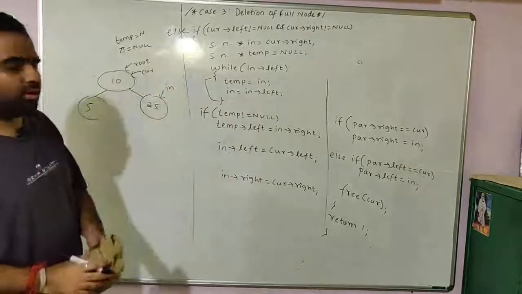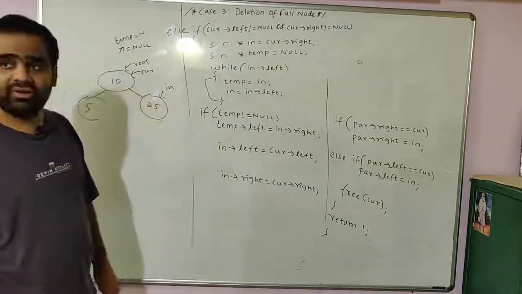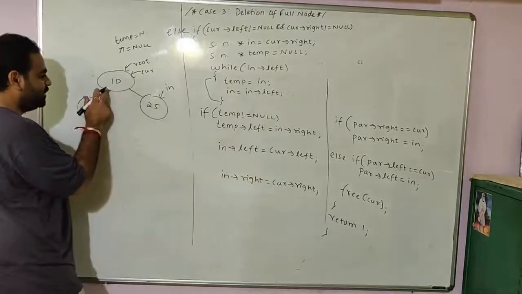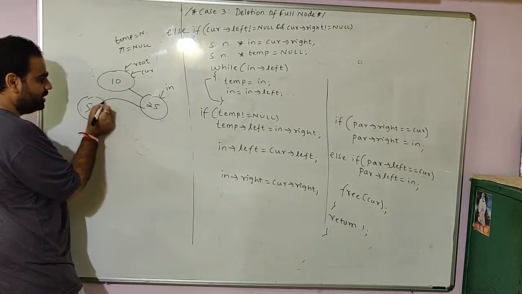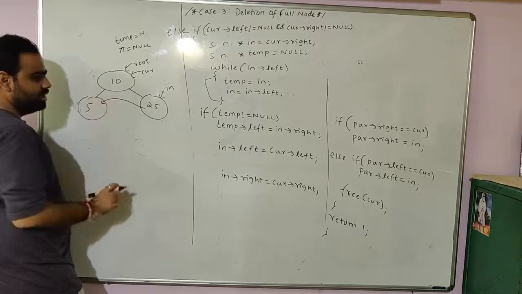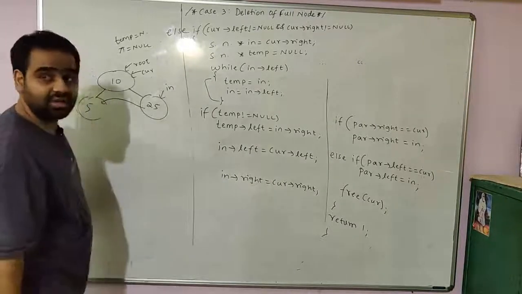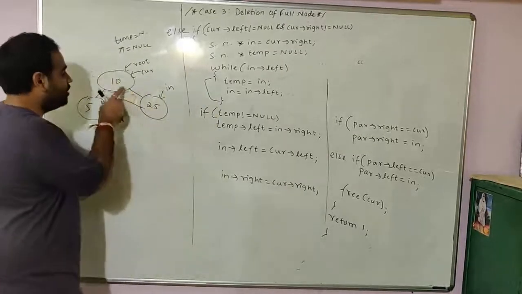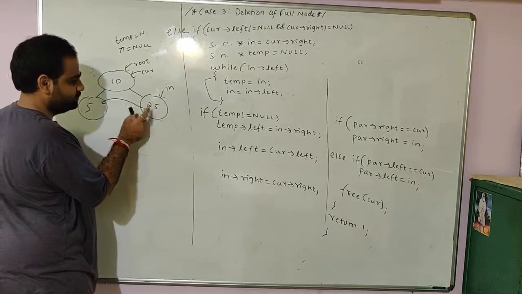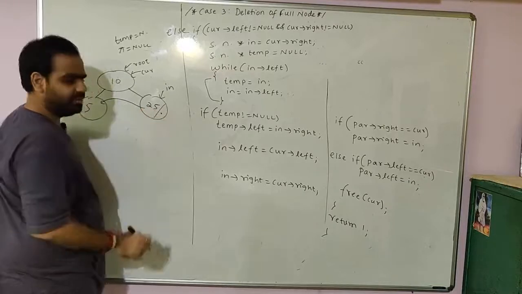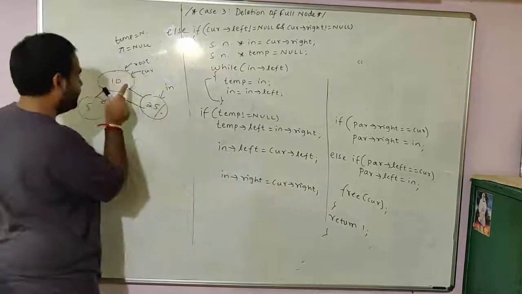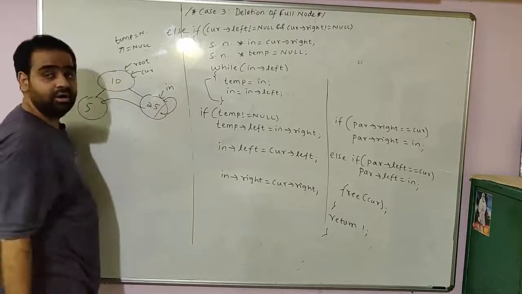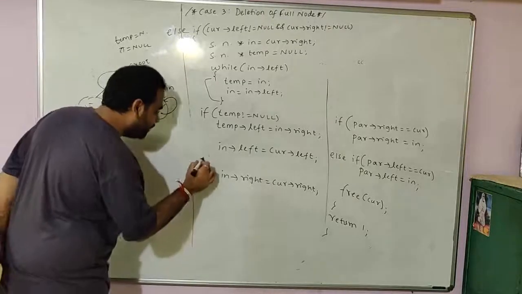Now, temp is null, null not equal to null is false. In order arrow left equals current arrow left. Now, you take current arrow left. What is current arrow left? 5. Where do you store in order arrow left? This is the way you store. Now, 25, the left child of 25 is 5. In order arrow right is current arrow right. Now, what is in order arrow right? This is the place in order arrow right. What you want to store? Current arrow right. What is current arrow right? 25 itself. That means you are getting a self loop. Do you need a self loop? We don't need a self loop.